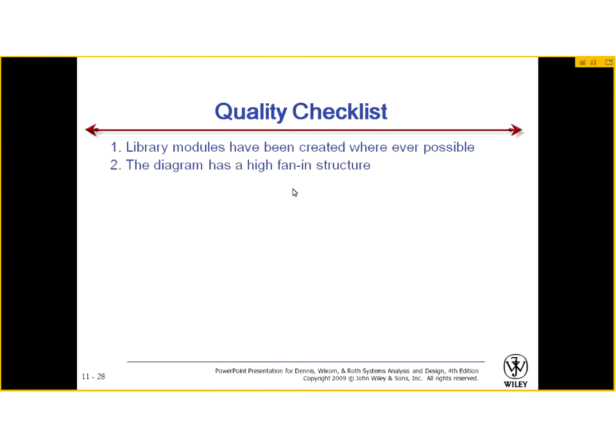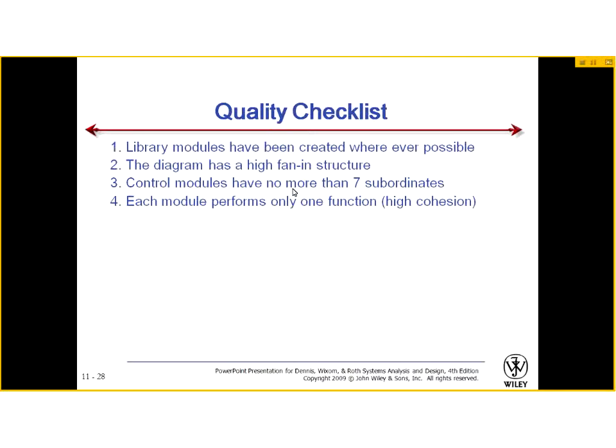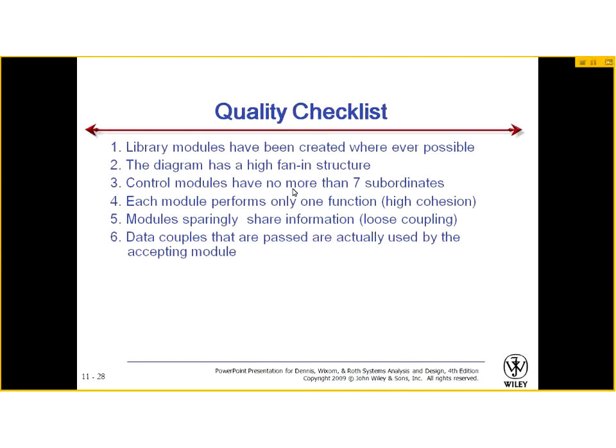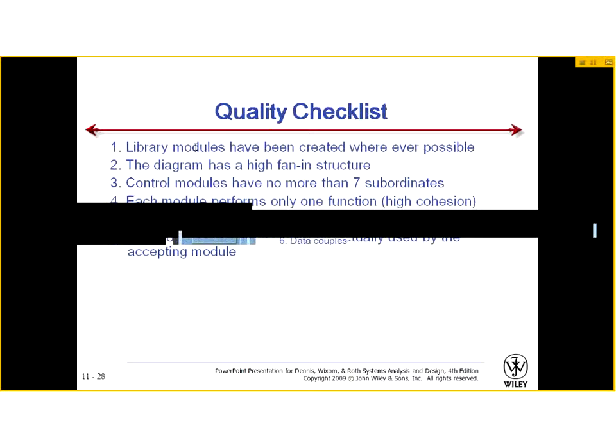You can have quality checklists. Library modules have been created wherever possible. The diagram has a high fan in structure, so control modules have no more than 7 subordinates. Each module performs only one function, so it's a high cohesion. Modules sparingly share information, which is loose coupling.